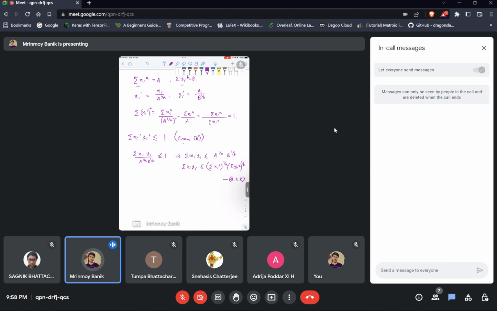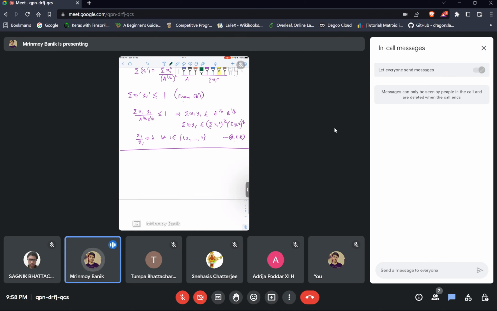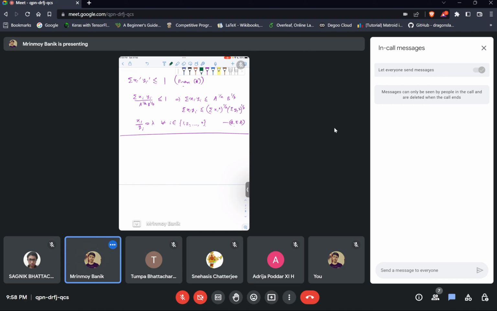Same as the Cauchy-Schwarz inequality, equality in this case holds only when xi power a and yi power b have a constant ratio for all i. So that was Holder's inequality, the generalization of the Cauchy-Schwarz inequality. There is a further generalization of the triangle inequality, so Minkowski.